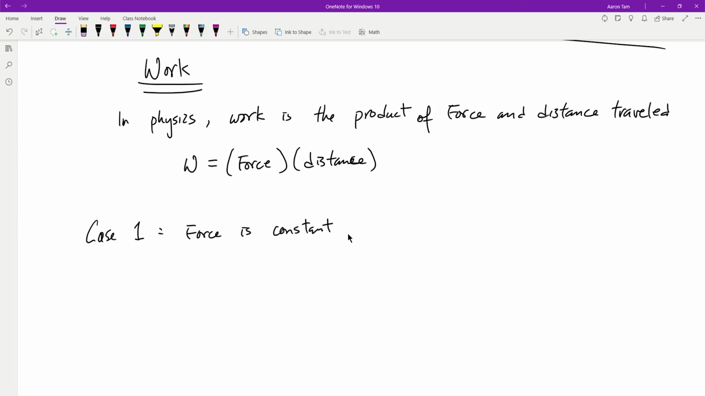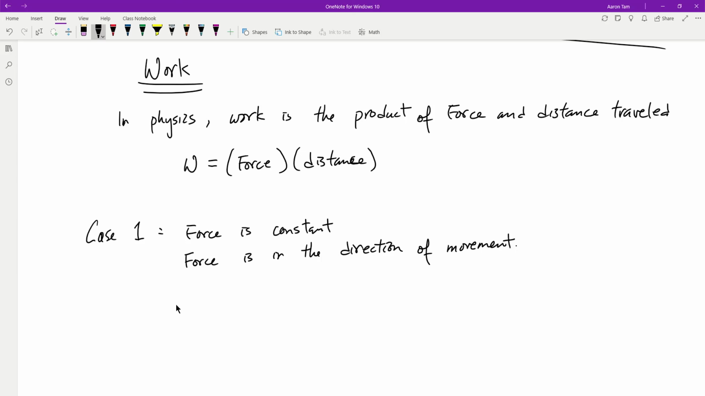Actually, you know what? I can just write force for now. I don't want to give it F because I don't want you to get confused. And let's say the force is also in the direction of movement.